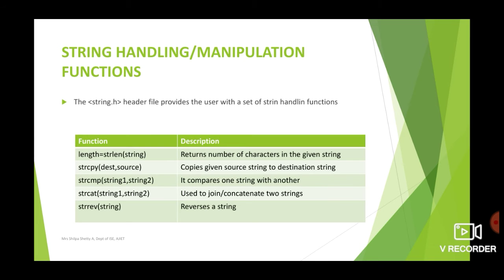The third function that we have is strcmp, string compare. This function compares the two strings given as parameters and returns a value based on the comparison. If both strings are equal, then the output is 0. If the strings are not equal, it returns some other value, either positive or negative, depending on the strings.